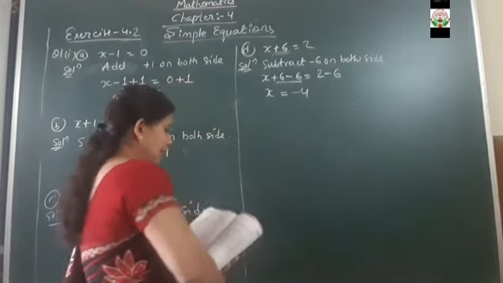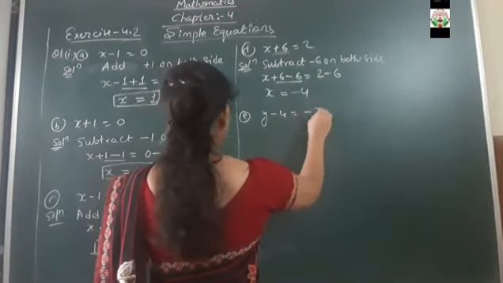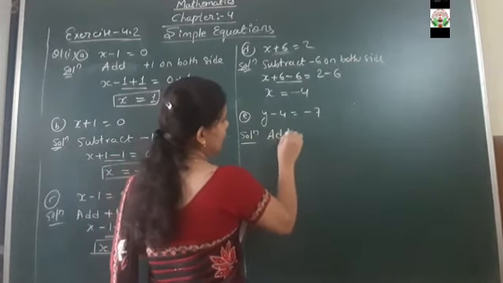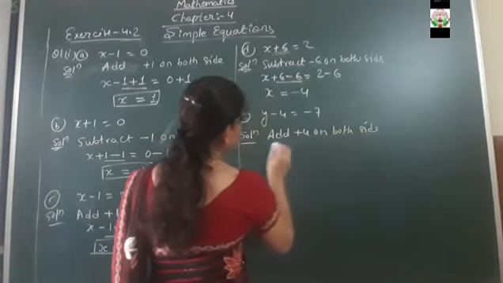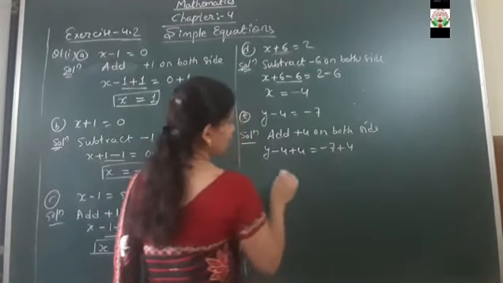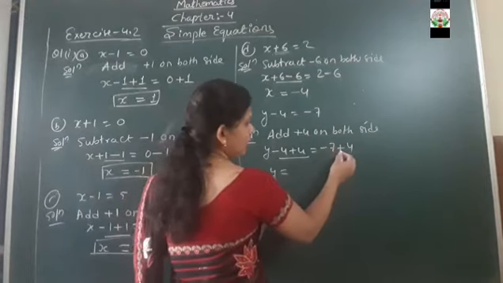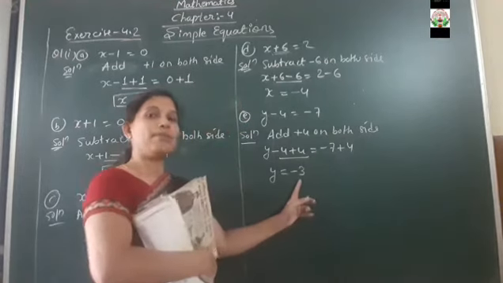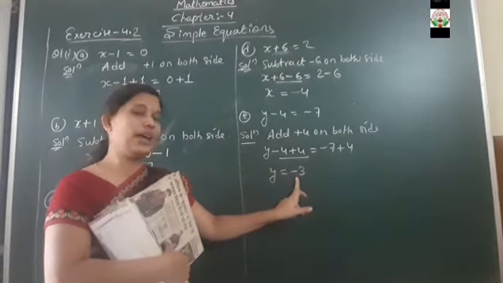Clear? E part one more we will do, then the rest you have to do on your own. What are you going to subtract here? Here plus 4, that means add plus 4. Add plus 4 on both sides. So y minus 4 plus 4 is equal to minus 7 plus 4. Here plus 4 and minus 4 will become 0. So y plus 0 will be y itself. Here minus and plus will be minus. So 7 minus 4 is 3, and that will be minus 3. Why minus 3? Because 7 is a greater number whose sign is negative, that negative sign will come in the answer.